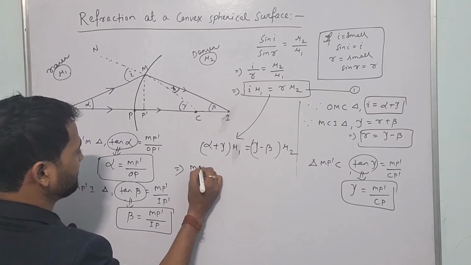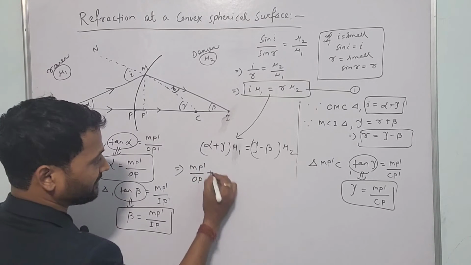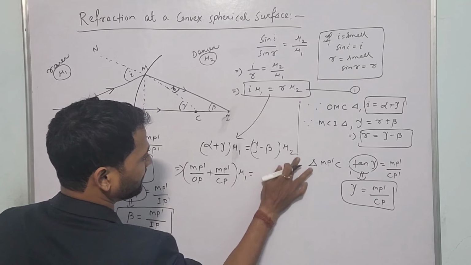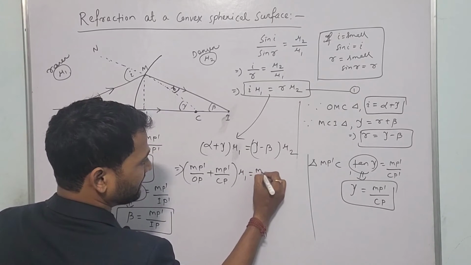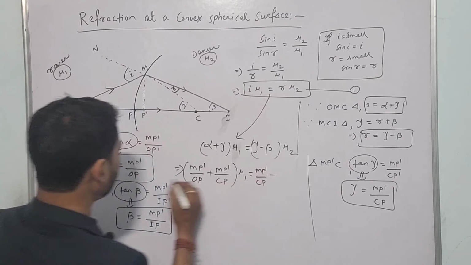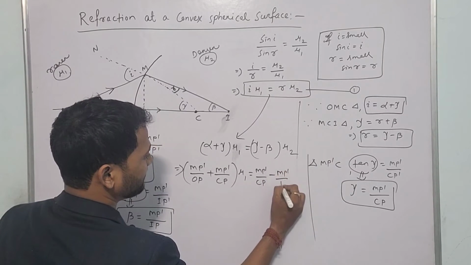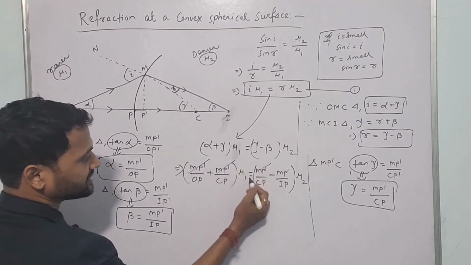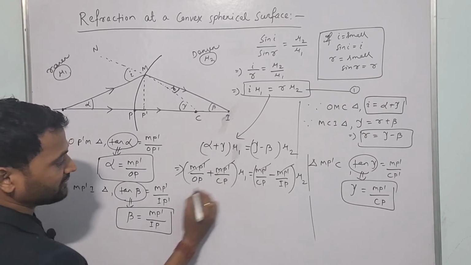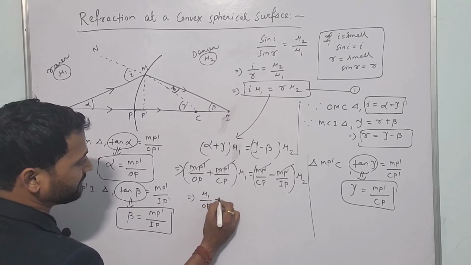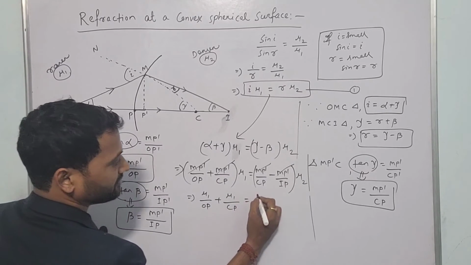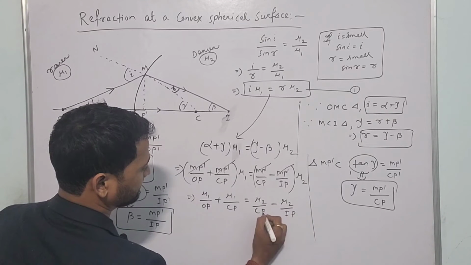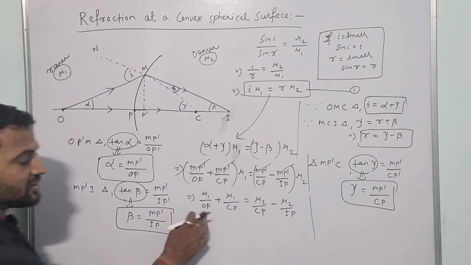Now see, what is alpha? MP dash upon OP, plus gamma, which is MP dash upon CP, whole into mu1, will be equal to gamma, which is MP dash upon CP, minus beta, which is MP dash upon IP, whole into mu2. On both sides MP dash will cancel, and multiply mu1 inside. So mu1 upon OP plus mu1 upon CP will be equal to mu2 upon CP minus mu2 upon IP. Is it clear? Did you understand up to here?